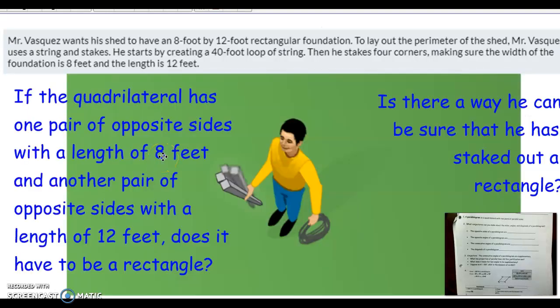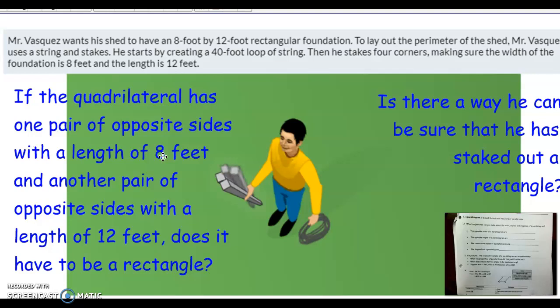So, in our opening exercise, it says Mr. Vasquez wants his shed to have an 8-foot by 12-foot rectangular foundation. To lay out the perimeter of the shed, he is using a string and stakes. He starts by creating a 40-foot loop, that's 8 plus 12 plus 8 plus 12, and then he stakes 4 corners, making sure the width of the foundation is 8 feet and the length is 12 feet.